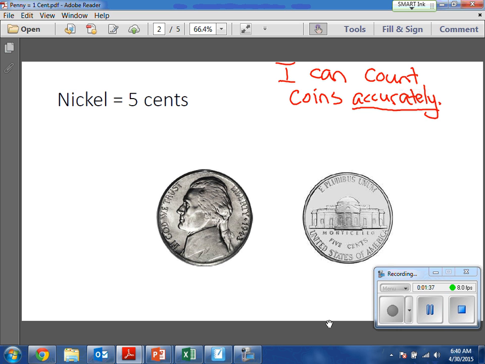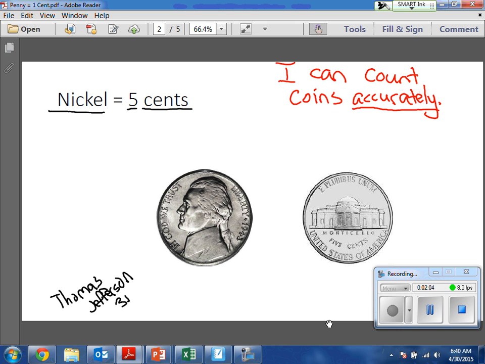Now we come up to our next one, and this is our nickel. A nickel is worth 5 cents. Now a nickel is very easy to get confused with another coin that we're going to talk about. So I'm going to go ahead and talk about the president on this one. The president on this one is a guy named Thomas Jefferson.